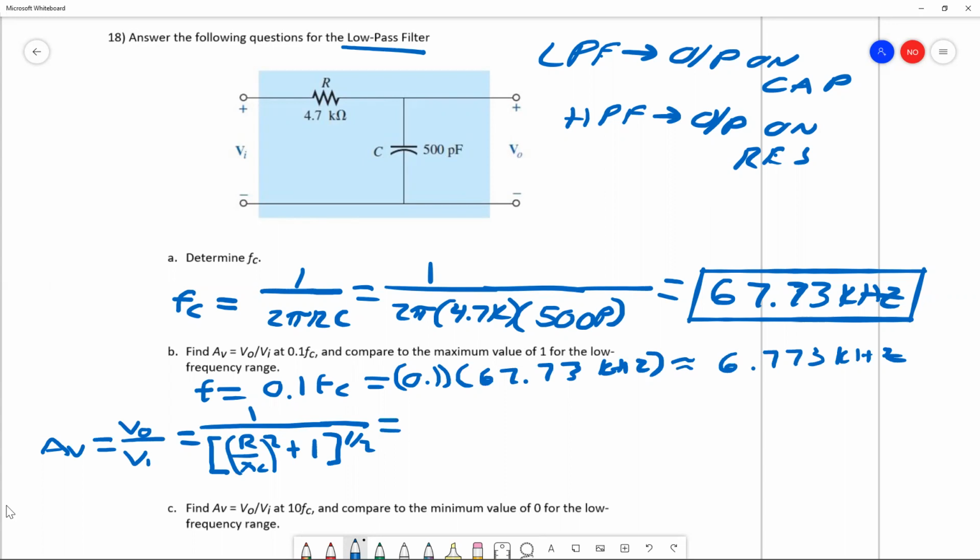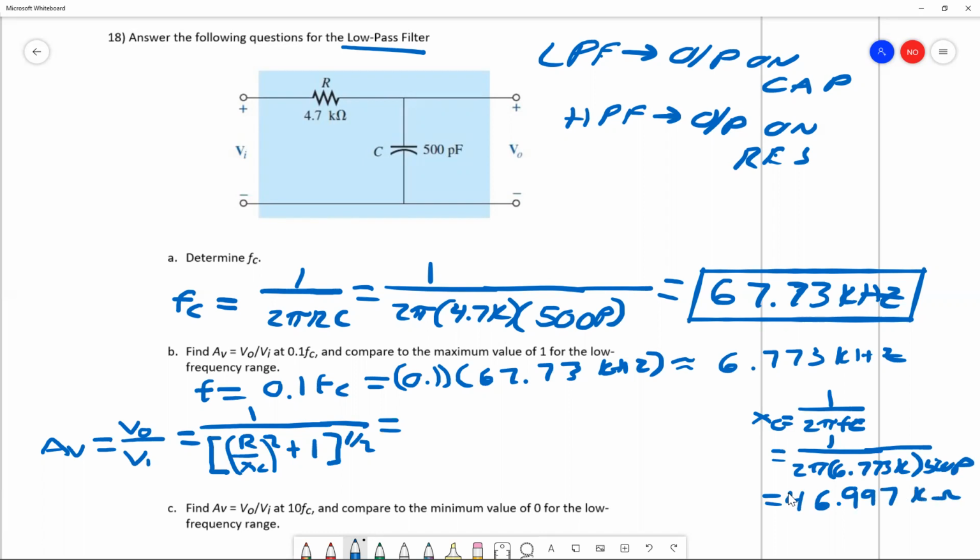So one thing we need to find before we finish up and plug everything in is XC, right? So XC is equal to 1 over 2 pi F, and then the value of the capacitor. So that's 1 over 2 pi, and then we have our 6.773 K times 500 pico, and that's going to give us something like 46.997 kiloohms. Remember, X is in ohms. We're just using the metric prefix kilo.